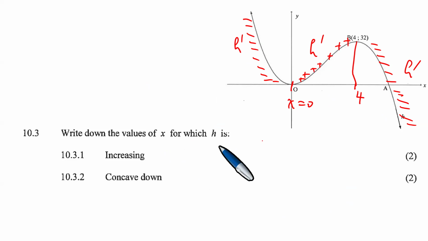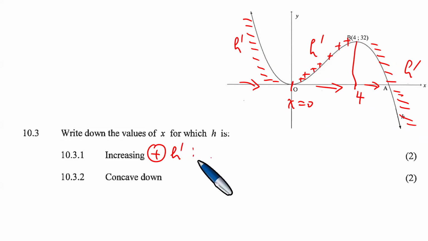So write down the values of x for which h is actually increasing. We can see that it's when the function is going up, sloping like this. When x increases, we can see that the function is decreasing here. When x increases, the function is increasing here. When x increases, the function is decreasing there. So we just put these signs to remind ourselves. Increasing means that it has a positive gradient, and that is happening here between x equals 0 and x equals 4. So x equals 0 and x equals 4, that's when the function is increasing.